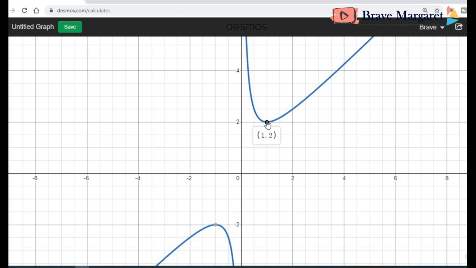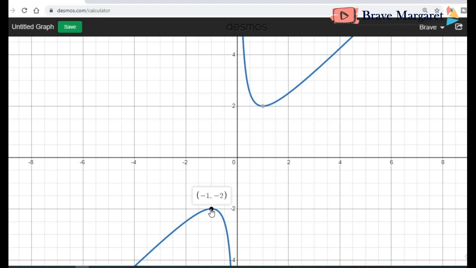At a point of minimum, the slope of the curve is constant, which indicates that the first derivative is equal to 0, and it is concave upward, which indicates that the second derivative is greater than 0, or it is positive. At a point of maximum, the slope of the curve is constant, which indicates that the first derivative is equal to 0, and it is concave downward, which indicates that the second derivative is less than 0, or it is negative.